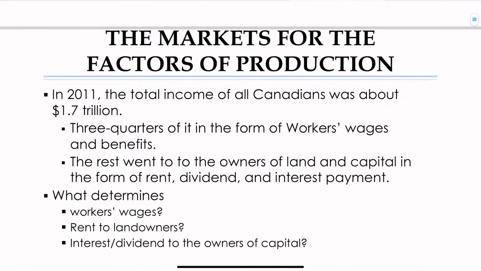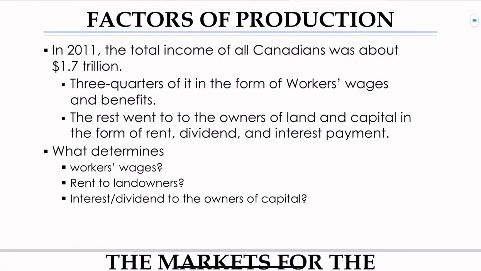So in 2011, the total income of all Canadians was about $1.7 trillion. 75% of this income is in the form of wages and benefits. And then the rest, about 25%, went to the owners of land and the owners of capital in the form of rent, dividend, and interest payment.